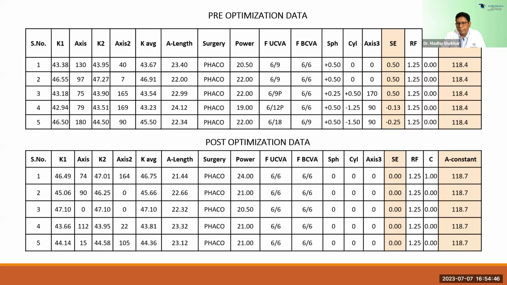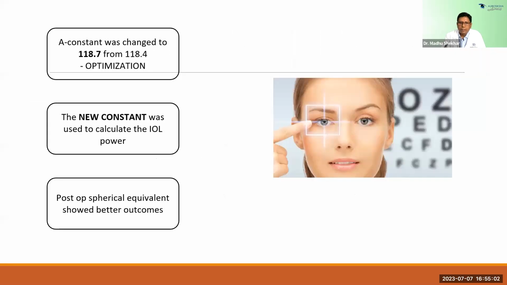So we started optimizing the A constant, and we found that using 118.7, the spherical equivalent was close to 0, and the spherical error was also nil. So we optimized the A constant from 118.4 to 118.7. The new constant was used to calculate the IOL power, and then the post-op outcome was good.